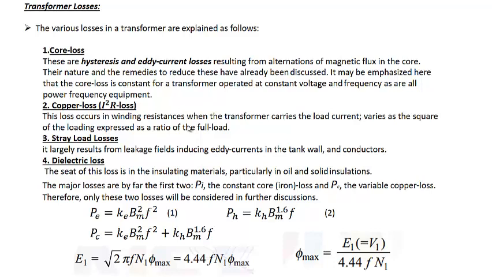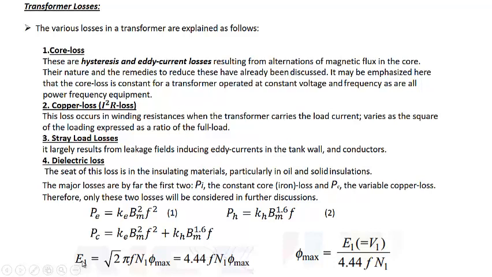As I told you, the third and fourth losses are usually very small, and for ease we always neglect them. We only take care of two losses: the constant core losses Pi, or iron losses, and the variable copper losses, that is Pc. Pi is the combination of eddy current loss and hysteresis loss. Eddy current loss is given by the equation Ke Bm square F square, whereas hysteresis loss is given as Kh Bm raised to power 1.6 into F, where 1.6 is the Steinmetz constant.